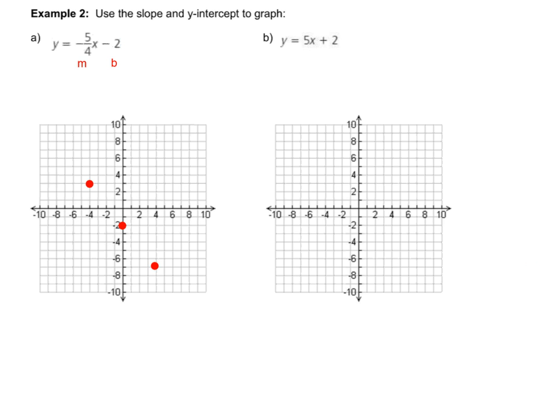I'm going to plot my point, and now I can take my straight edge and draw myself a nice lovely line right through those dots. And there should be an arrow on both the start and end of your line.